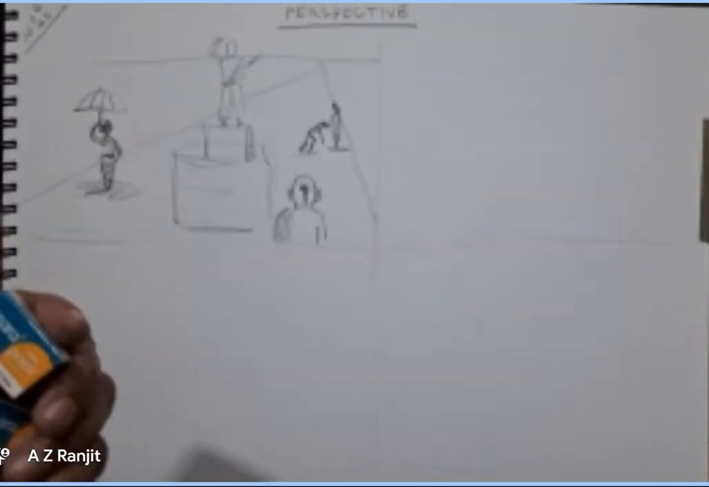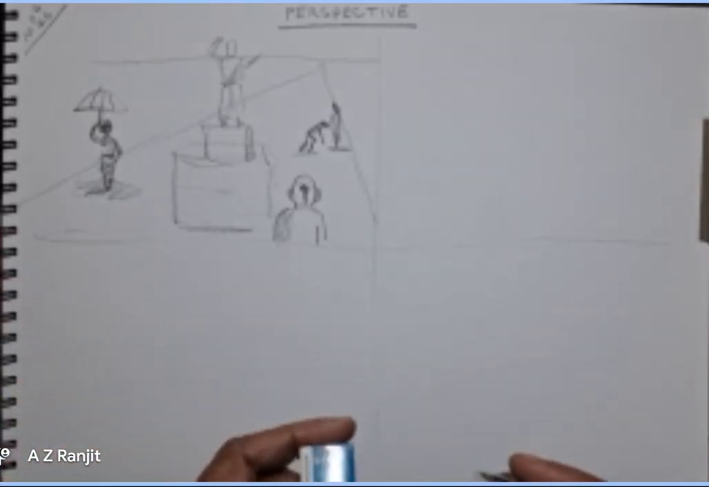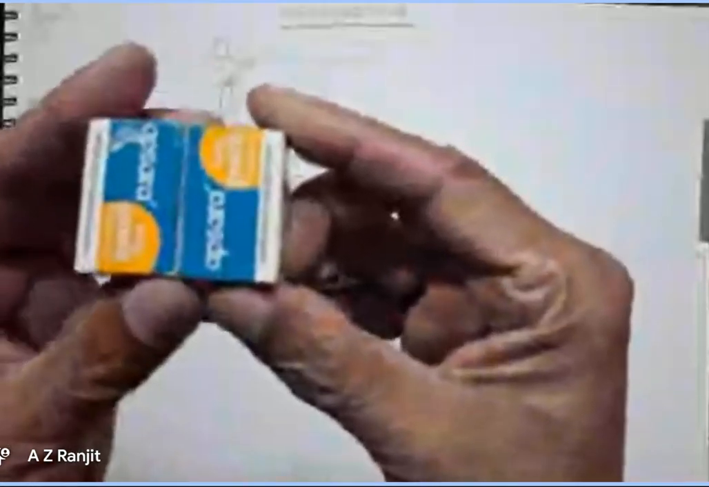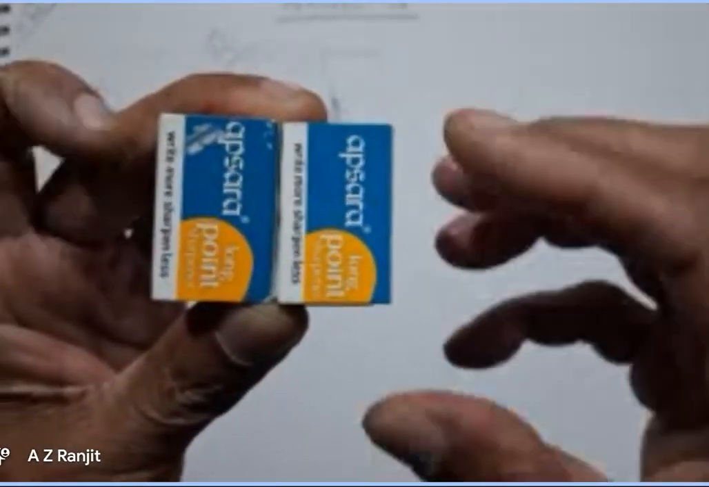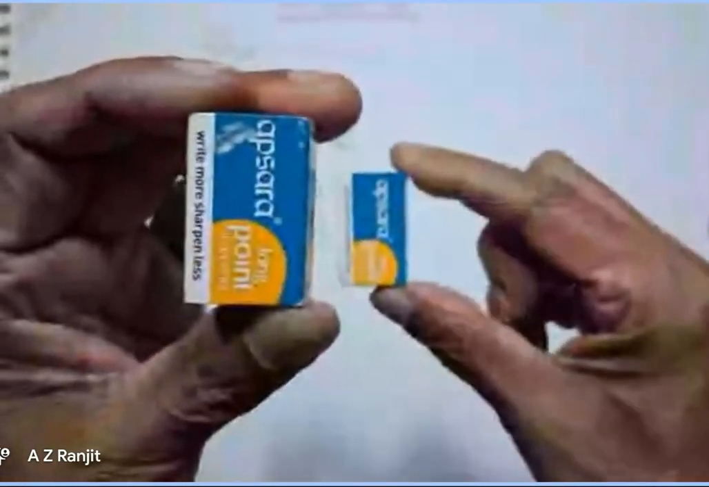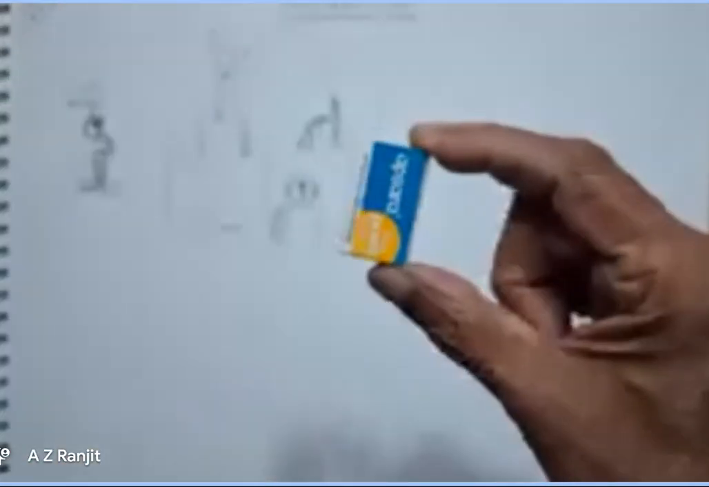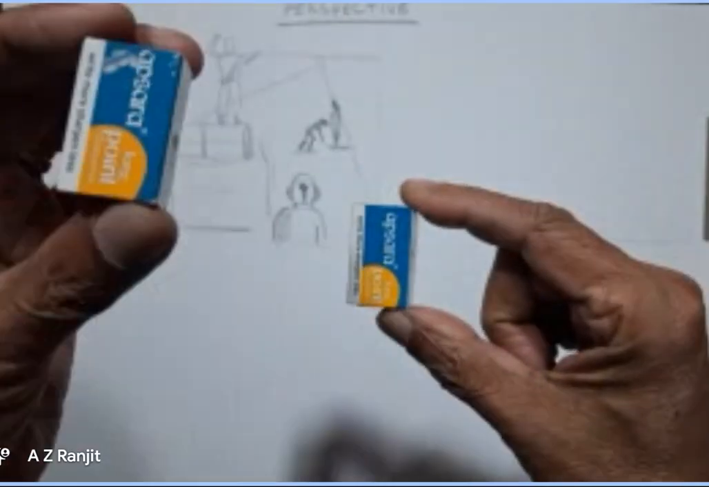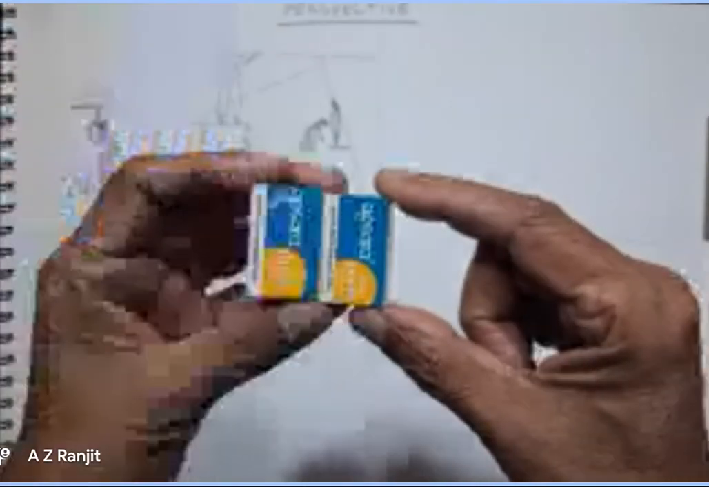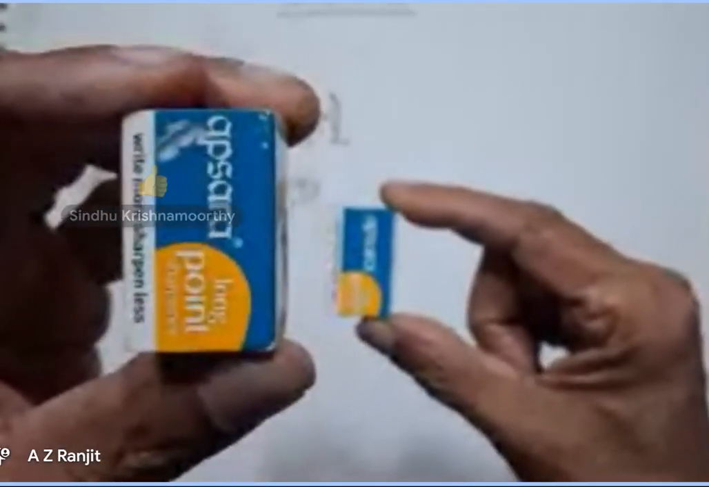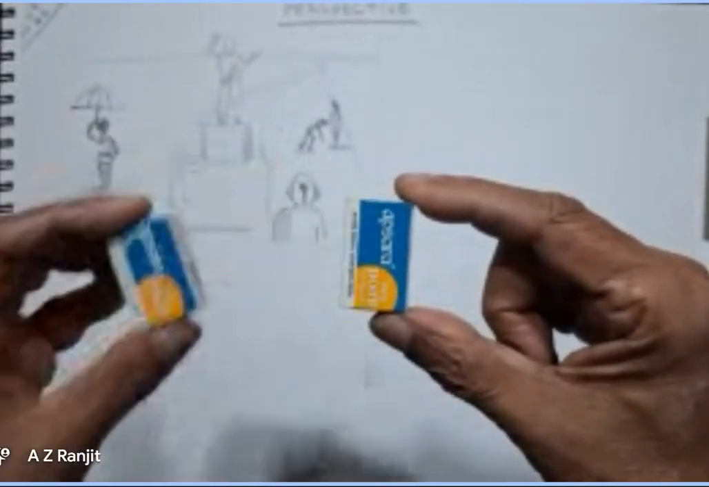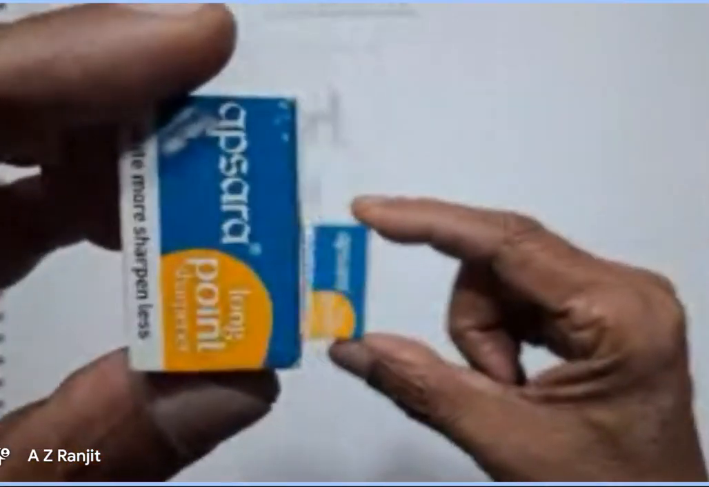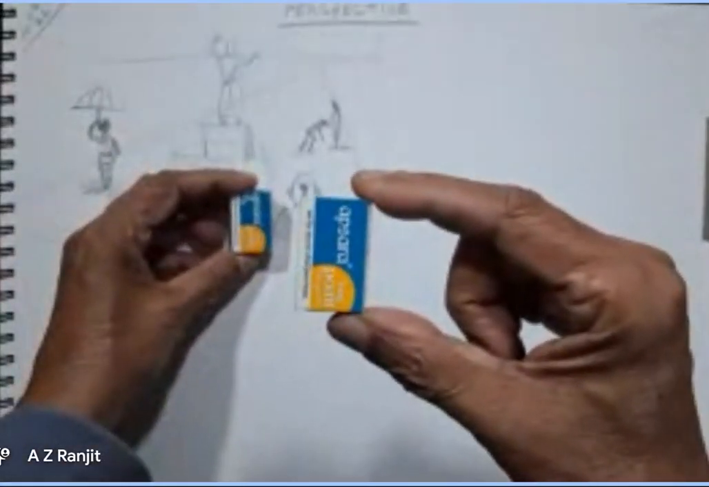Okay? Let me show that. Same size? Okay, same size. Obviously, this looks smaller. Yeah, both of them are the same size. This looks bigger, that looks smaller, and I'm going to take it here. This looks so big here, and looks so small there.